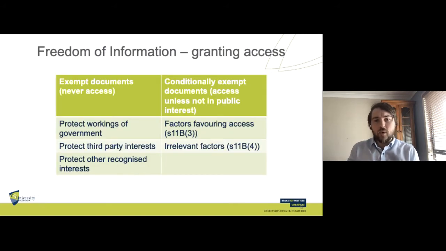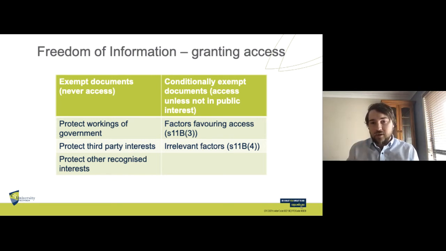So some of the reasons why an agency might be able to say no and deny access to a particular document. There's a category of completely exempt documents, which people can never access through a freedom of information request. And those sort of fall into three classes. Documents that are about the workings of government that need to be protected. Documents about third-party interests that need to be protected, and also documents where we might want to protect other recognised interests, for example, legal professional privilege.